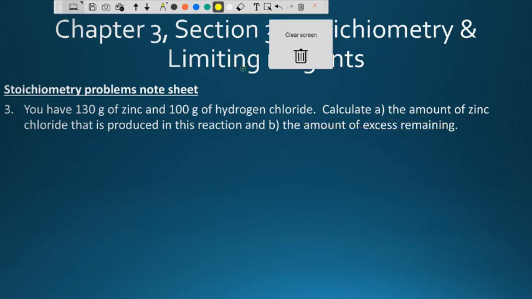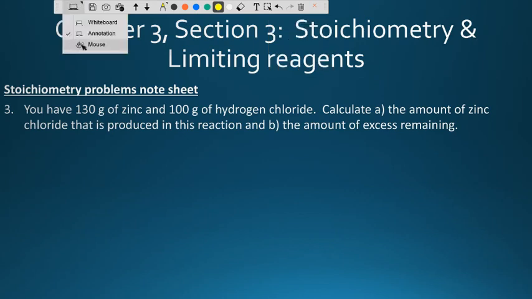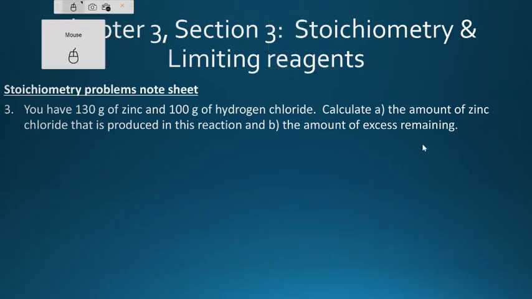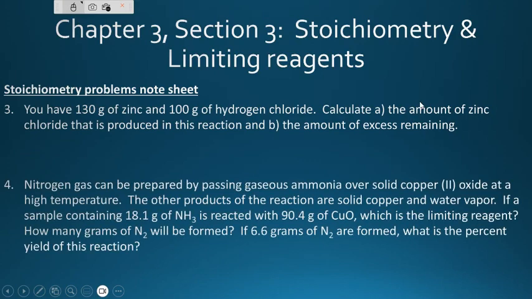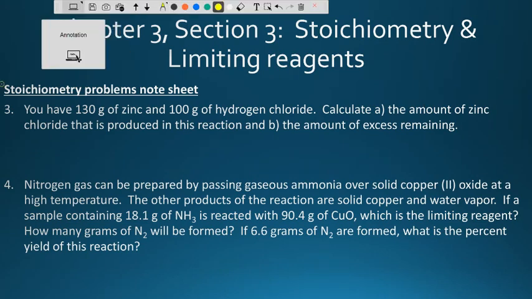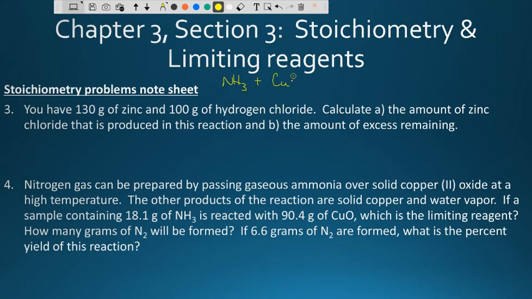Okay, so this one's going to be our last problem. Taking a look at the different examples of what we got, let's take a look at one more. Nitrogen gas can be prepared by passing ammonia over solid copper oxide. In other words, what we're going to get is ammonia over your copper 2 oxide. That will give me my nitrogen gas.